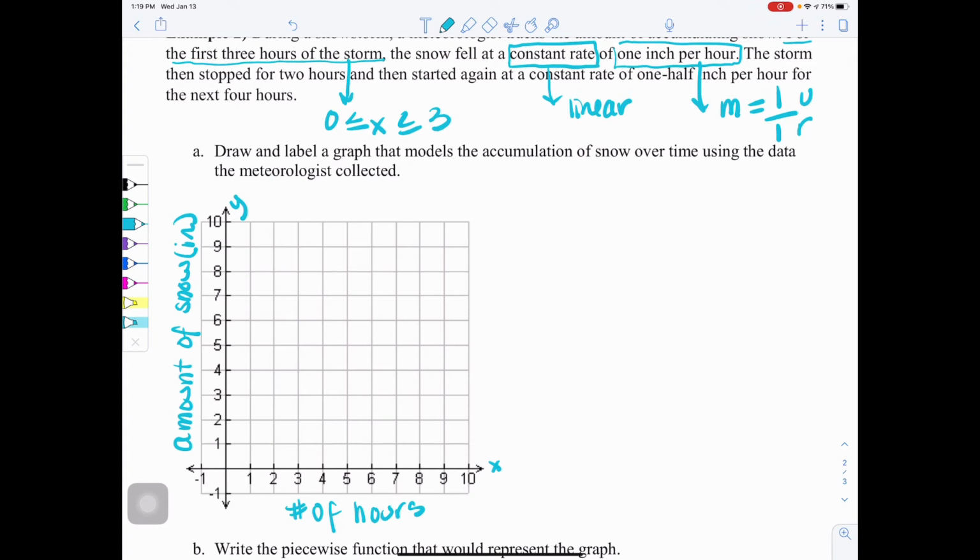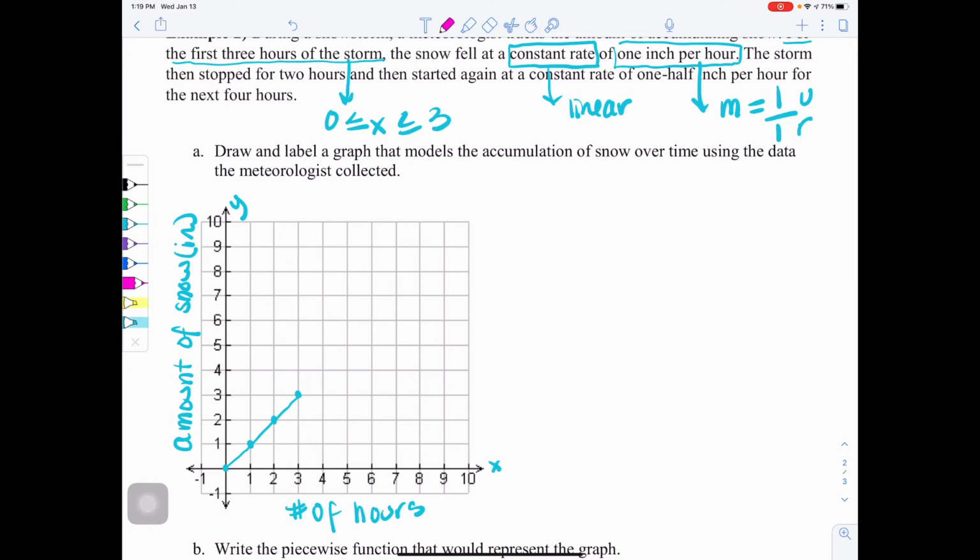So starting at a y-intercept of 0, because if no time has passed and no snow has fallen, it's going to go up 1 to the right 1, up 1 to the right 1, up 1 to the right 1, only to that part, because there's my x equals 3 where we know we need to stop for the first section. So my first section looks like this. So now I'll switch colors so you can see the second part.